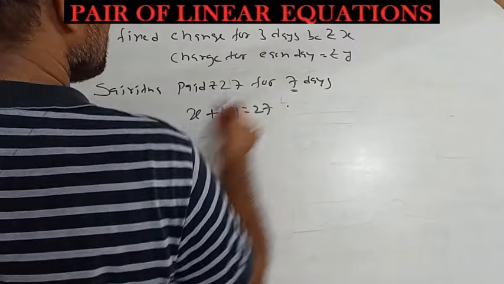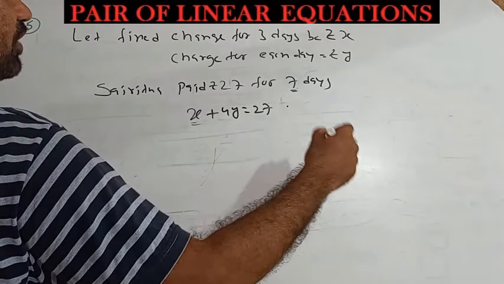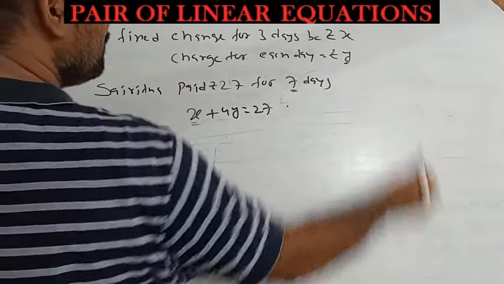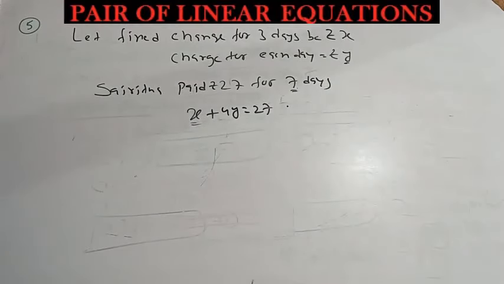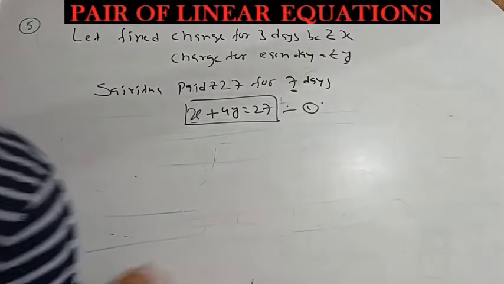For the first 3 days, x rupees. The 3 days are completed, remaining 4 days. For the remaining 4 days, each day we pay y rupees. 4 into y, 4y. Therefore, x plus 4y equal to 27. This is one of the required relations.